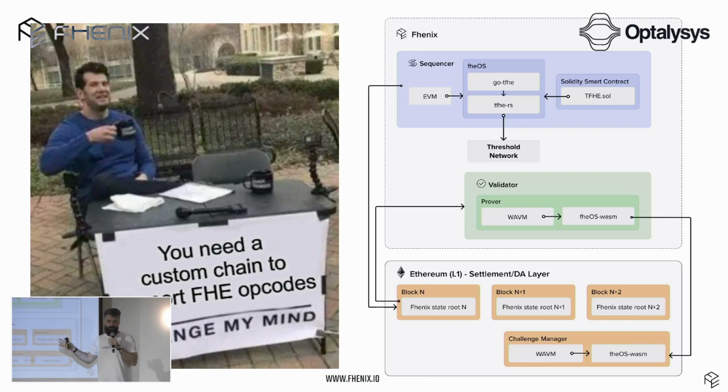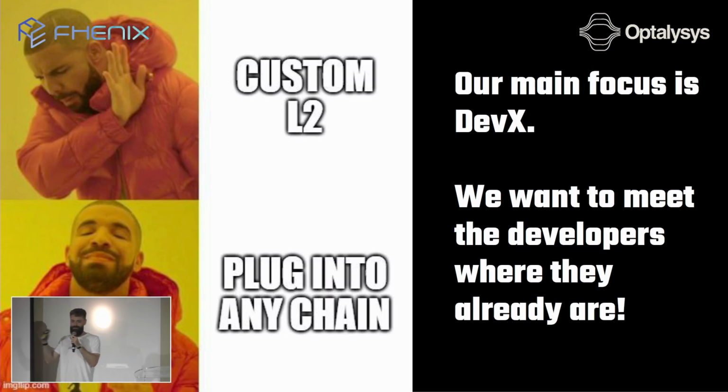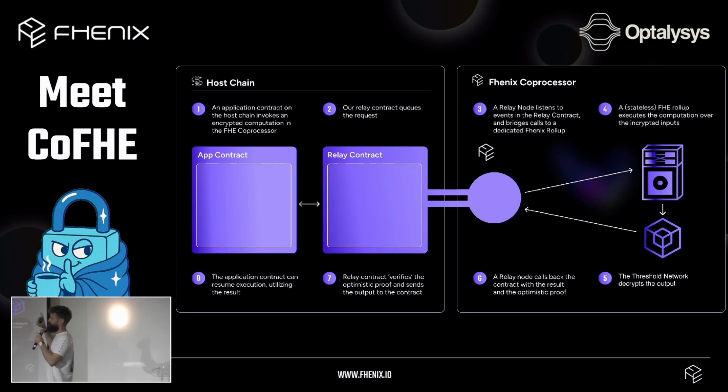Now, you can probably say, okay, this is very complicated, you probably need a different stack for this. You need a whole different blockchain. And we actually started by doing that. We had an L2, but we at some point realized that developers want to stay in their own stack. They want to use their familiar tools and everything. So this is why we built Coffee.